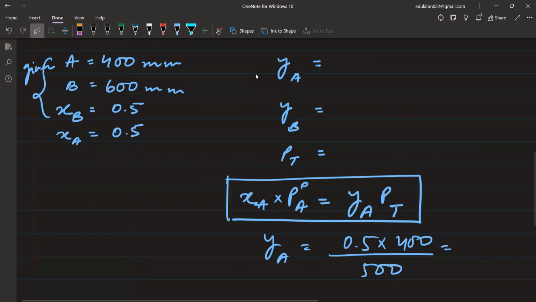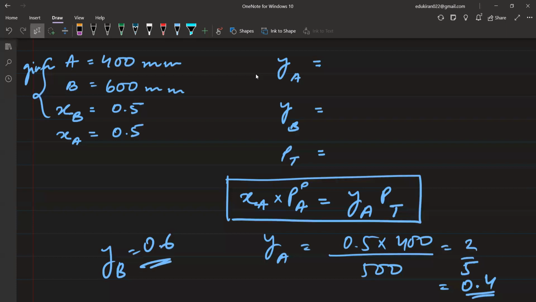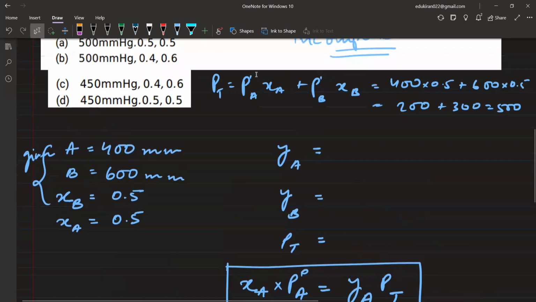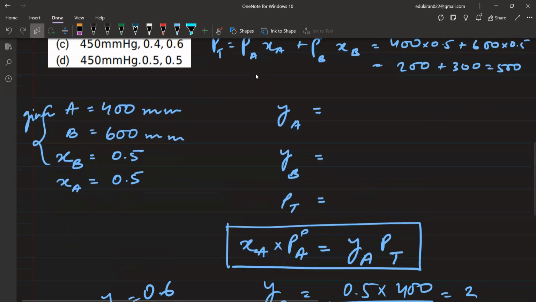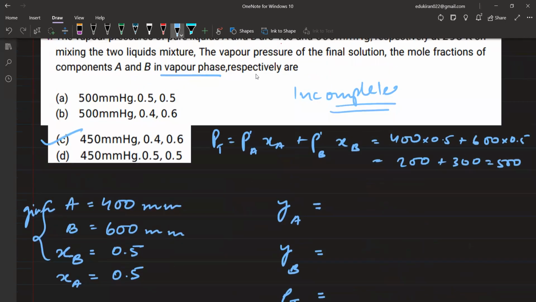So this will be equal to 200 divided by 500. It becomes 2 by 5, that is 0.4. YA is 0.4, what will YB be? 0.6. Option C will be correct here. Sorry, option B.